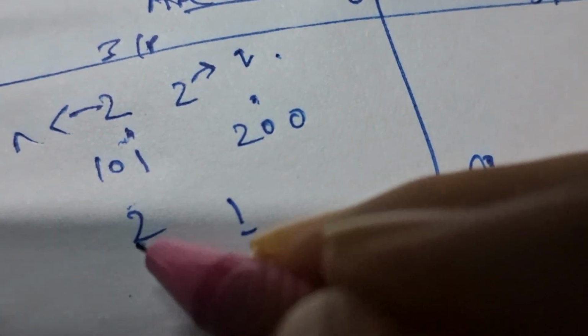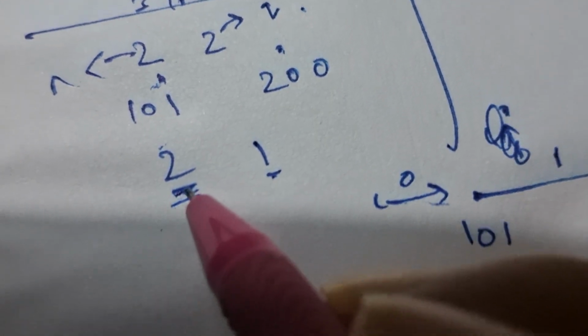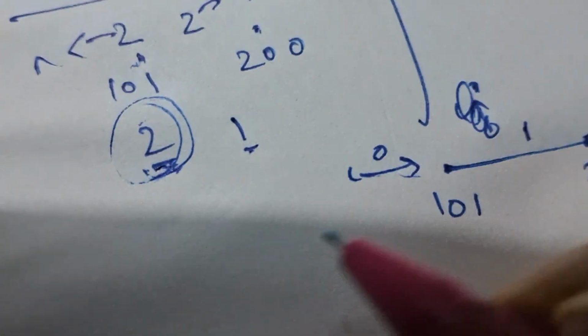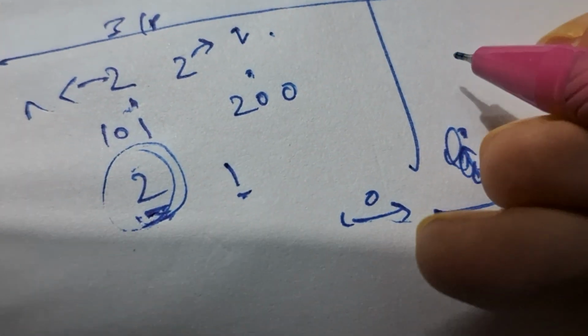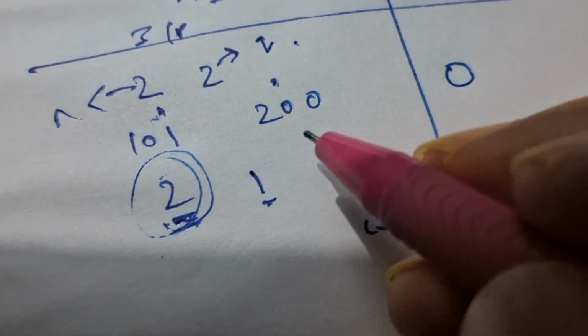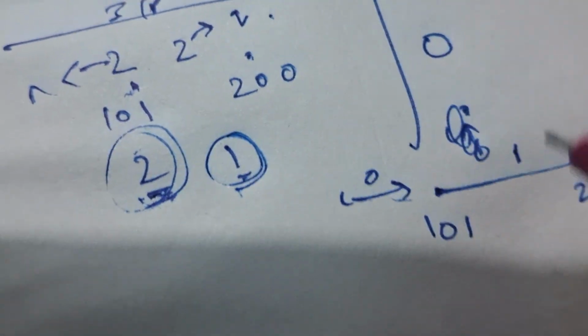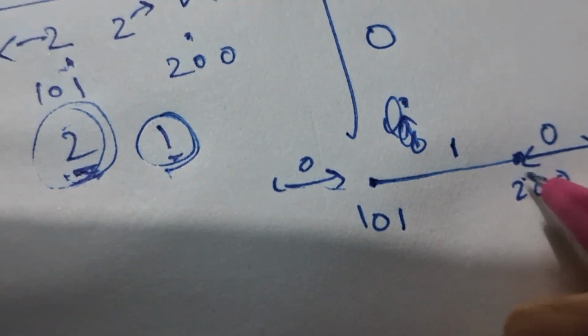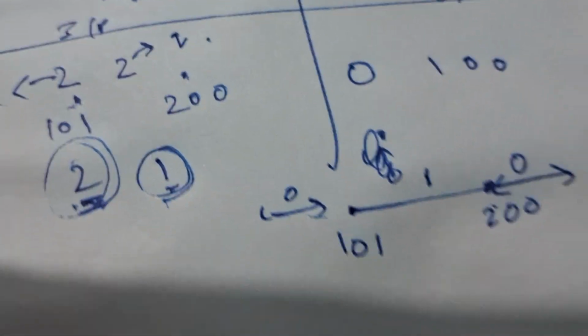So if we are having 2 and 1, which tells us that we have to find out how many points are there for which there are 2 line segments passing. Over here we can see that there is no point for which 2 line segments pass, so it's going to be 0. And if you consider the 1, for all the points from 101 to 200, that is 100 points, so the answer is going to be 0 and 100.